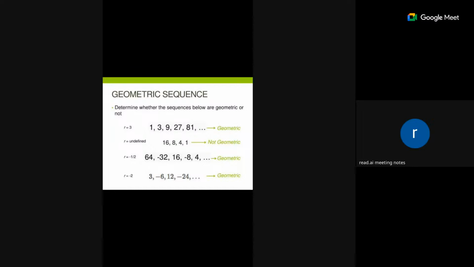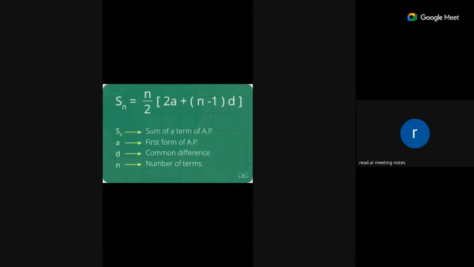If you check the second one, 16, 8, 4, and 1. 8 divided by 16, I'm going to have 1/2. 4 divided by 8, I'm going to have 1/2. But 1 divided by 4, I'm going to have 1/4. So that last one is not giving me the same common ratio, which means it is not geometric. Then we check the third one, it's geometric. Check the next one, it is geometric as well. So this is the sum of AP. We've done that before.